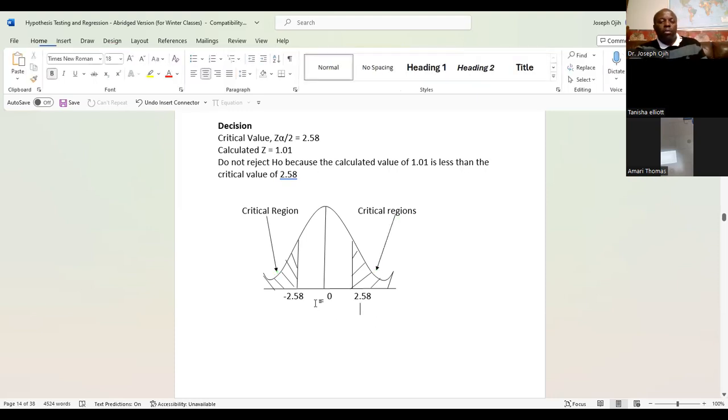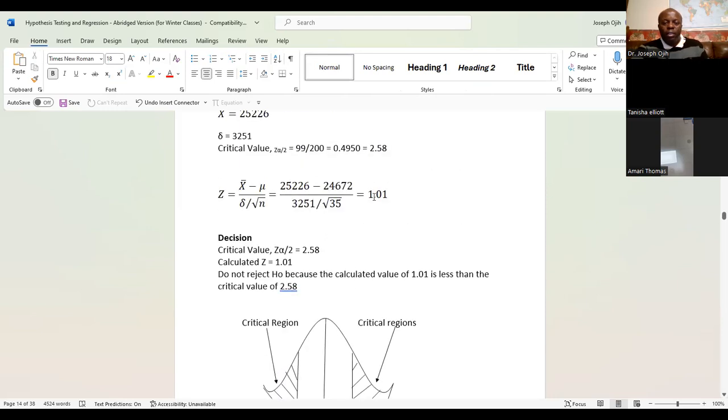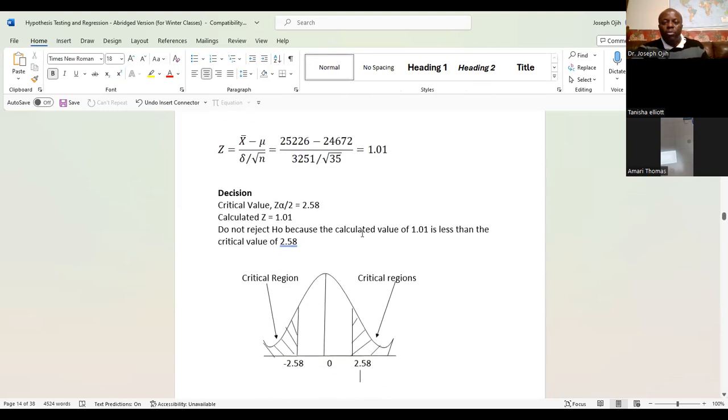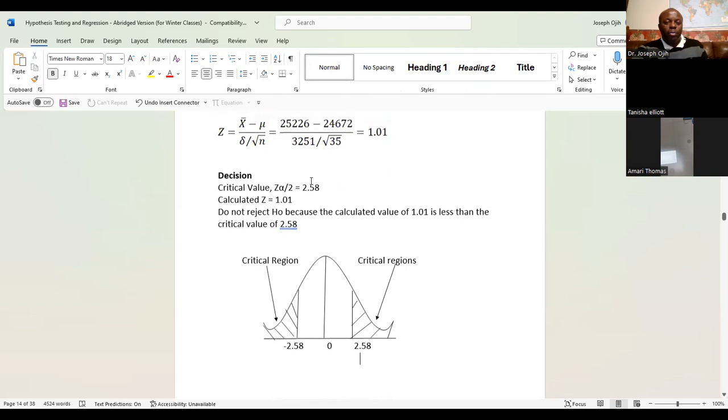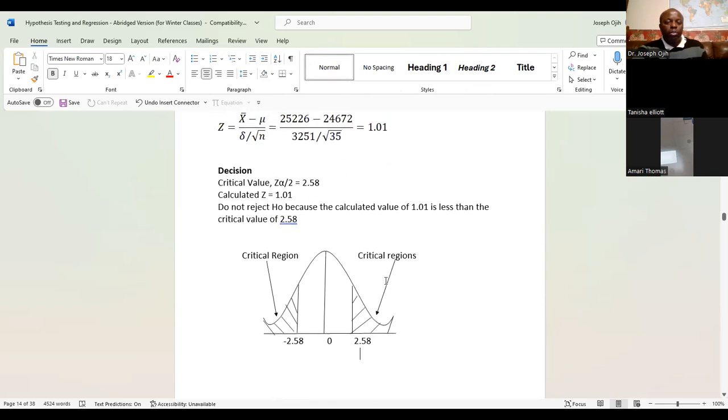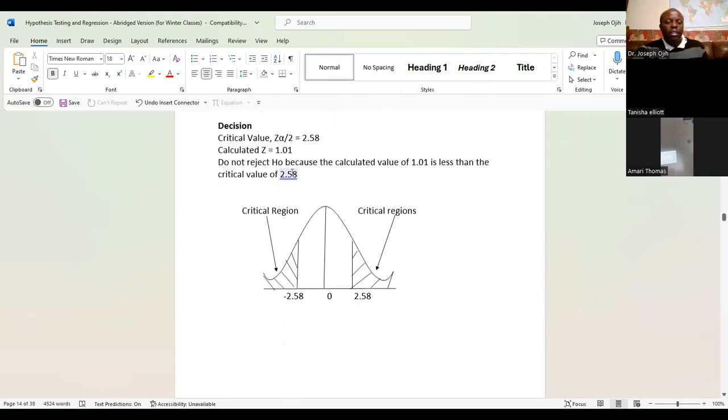Remember, because it's a two-tailed test, if your answer is negative, let's say negative 1.01, you use the left side and then use the absolute value to get the answer. But in our case it's positive, so we use the positive side, which is 2.58, and we do not reject the null hypothesis because our answer is less than that. If your answer is equal to or more than the critical value, you reject the null hypothesis.